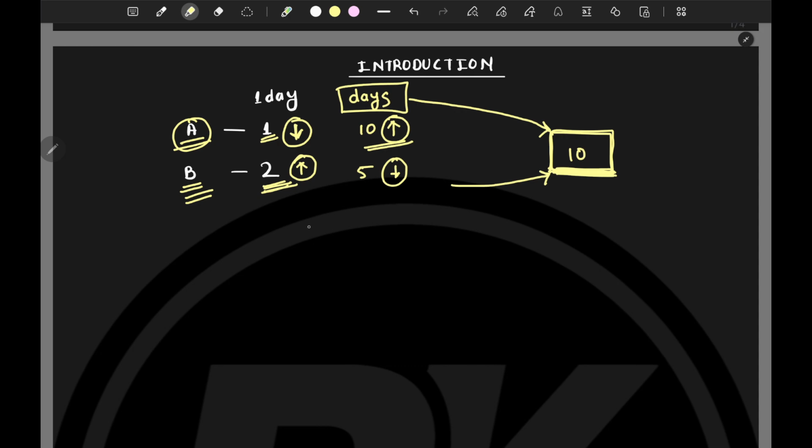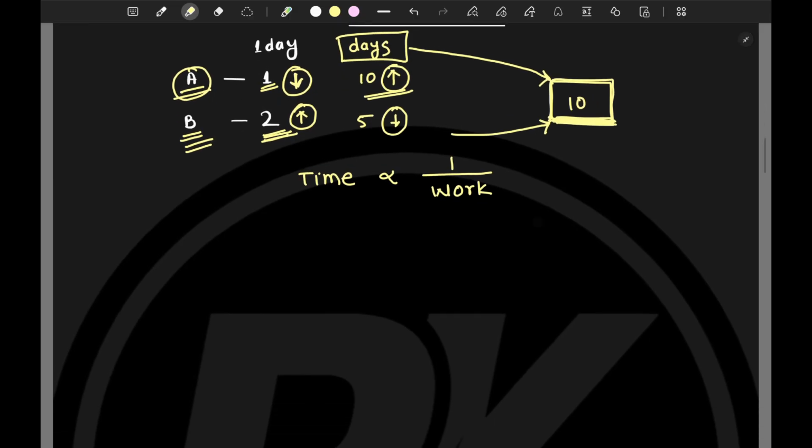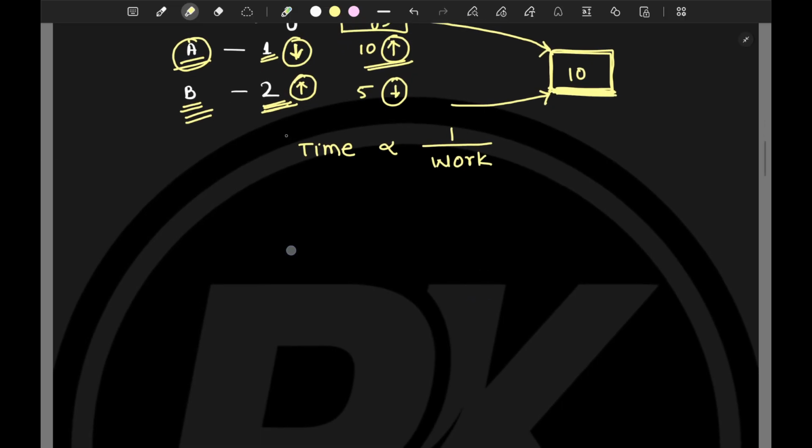So from this example, can I say that time is inversely proportional to work? Let's take a simple statement. If you are doing more and more tasks, in less time you can complete the allotted work, right? That is true. And if someone is taking a lot of time to complete a given task, and the work consists of many tasks, he will require more time to complete that work, right? So this concept is clear.